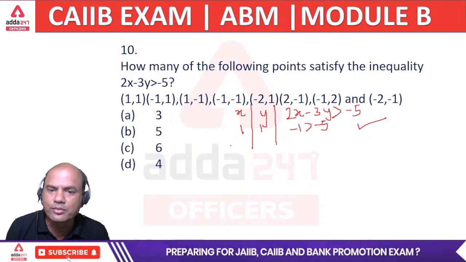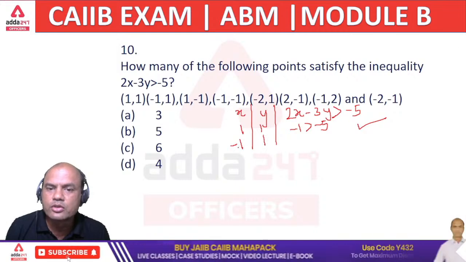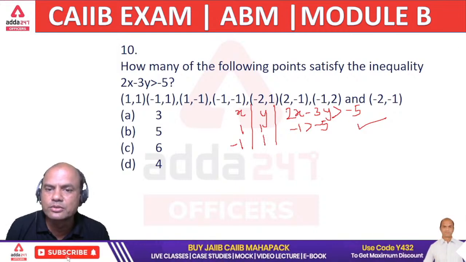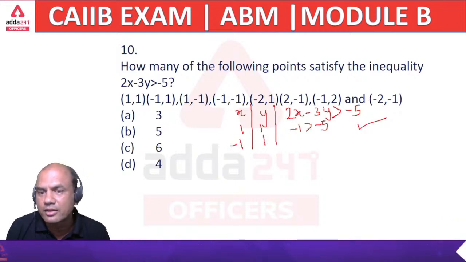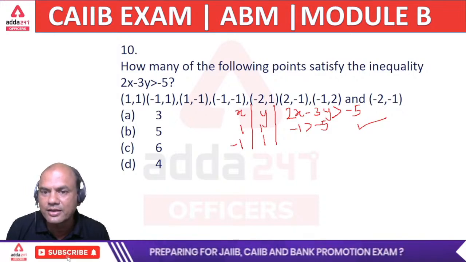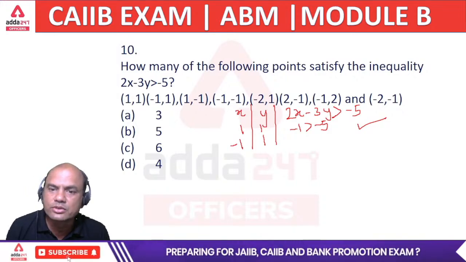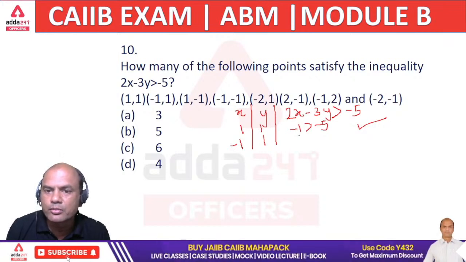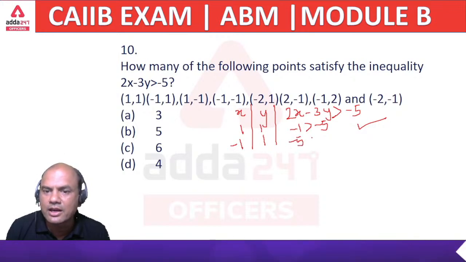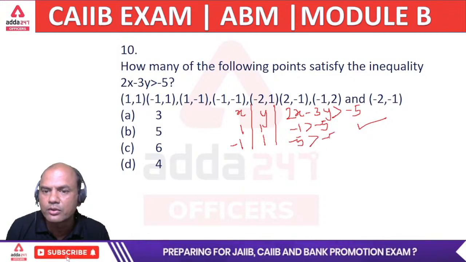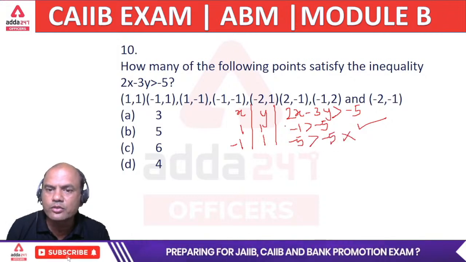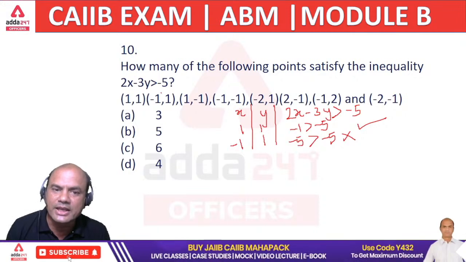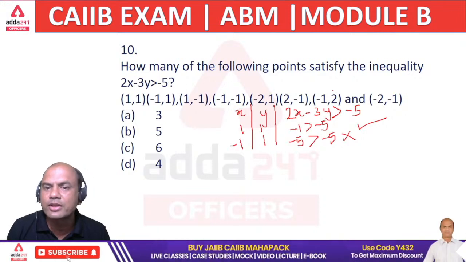Second one I'll show you. Minus 1 and 1. So 2 into minus 1 is minus 2, minus 3 into 1 is minus 3. So minus 2 and minus 3, that is minus 5. So minus 5 is greater than minus 5. Is it true? Wrong, right? So first satisfies, second doesn't satisfy. You try it for everyone.